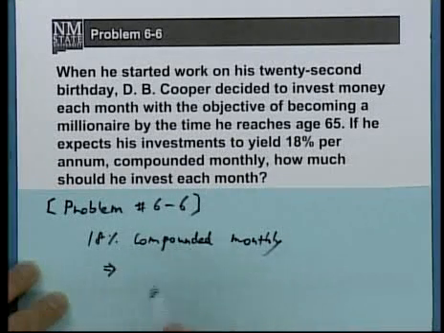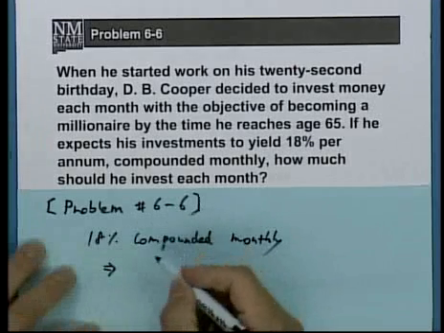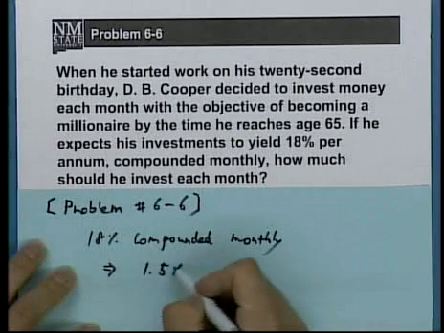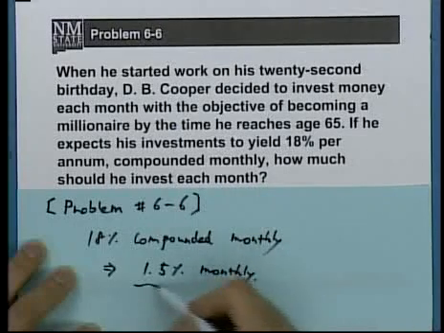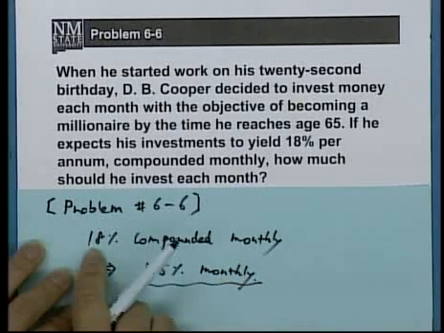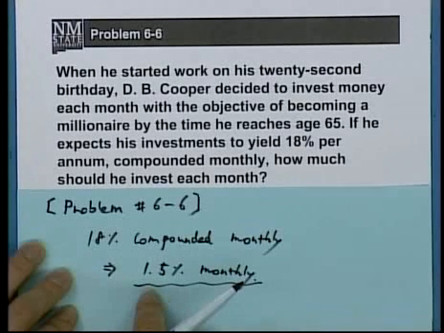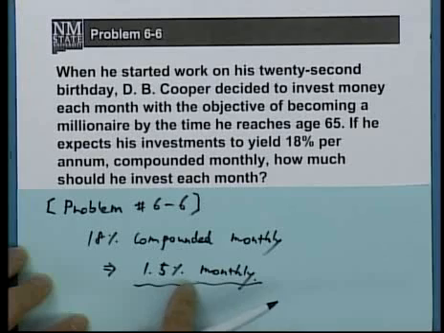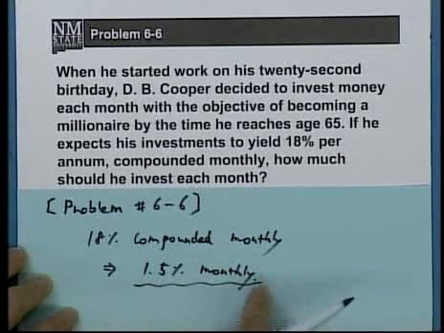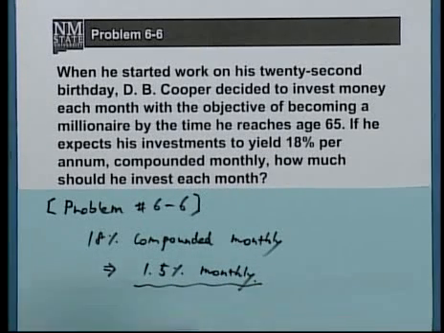So which means 1.5% monthly interest rate, okay? Because 18% divided by 12, because there are 12 months in a year, becomes 1.5%. That is the monthly interest rate, okay, that we are going to use.